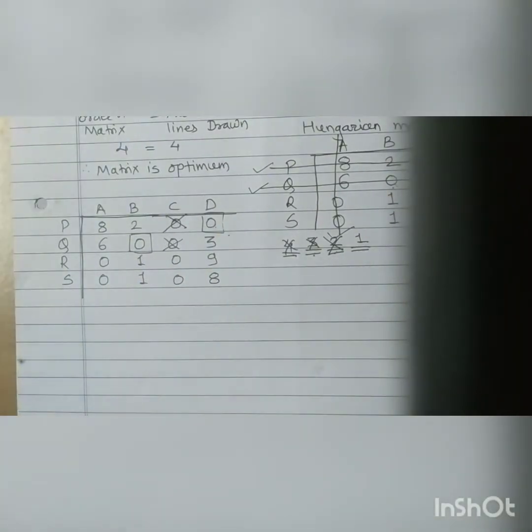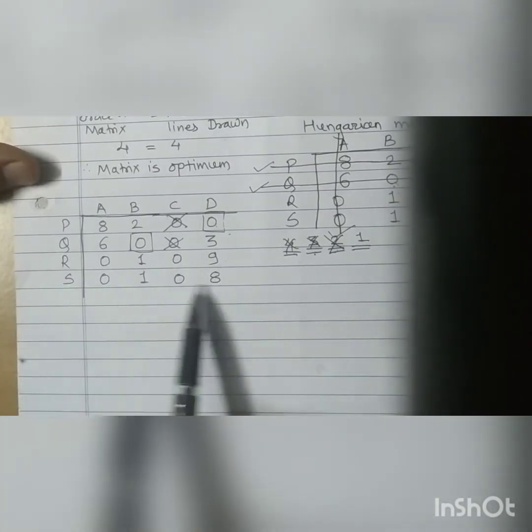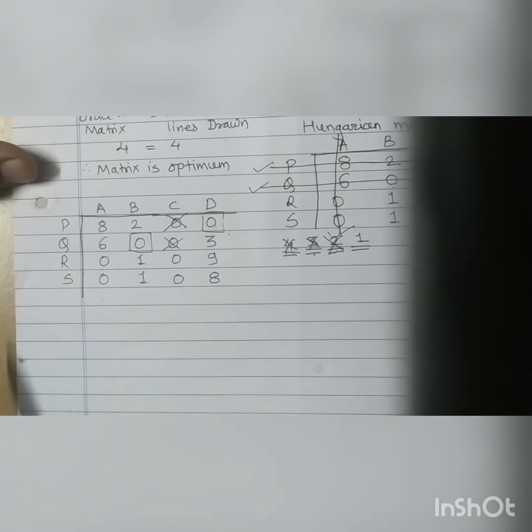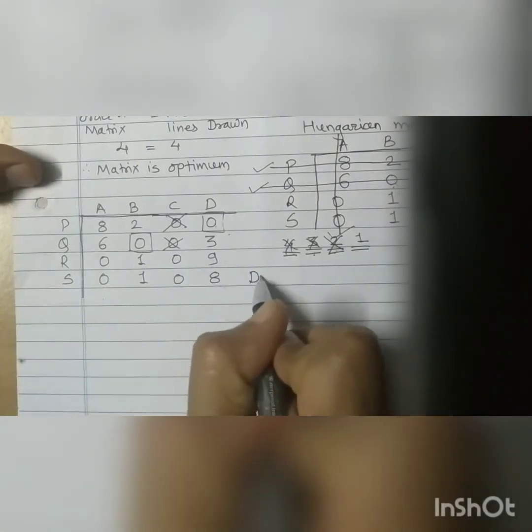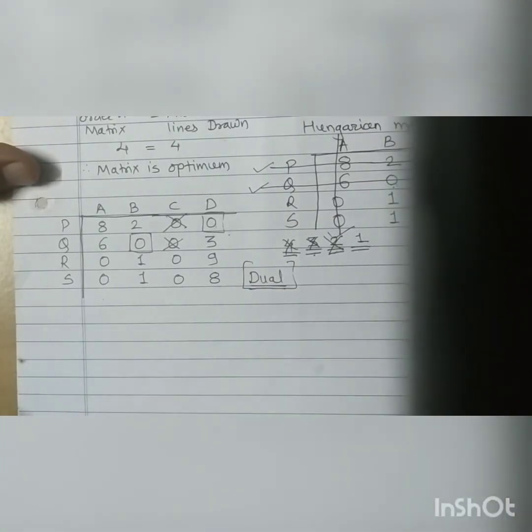Now can you find an alone zero in a particular row or column? No. Here in the third row there are 2 zeros, fourth row 2 zeros, first column 2 zeros and third column also 2 zeros. So you cannot find an alone zero. Now what to do? Now this is a new type of problem which is called assignment with dual solution.